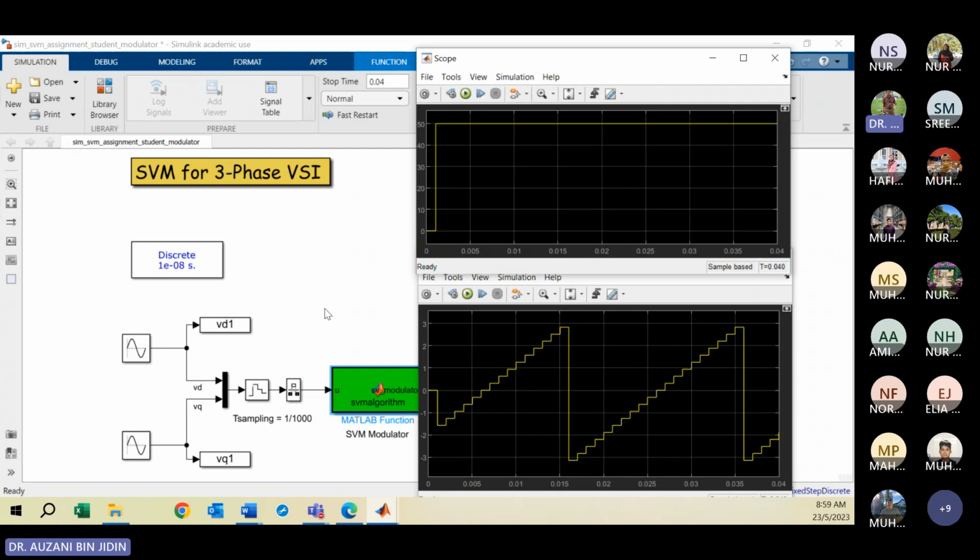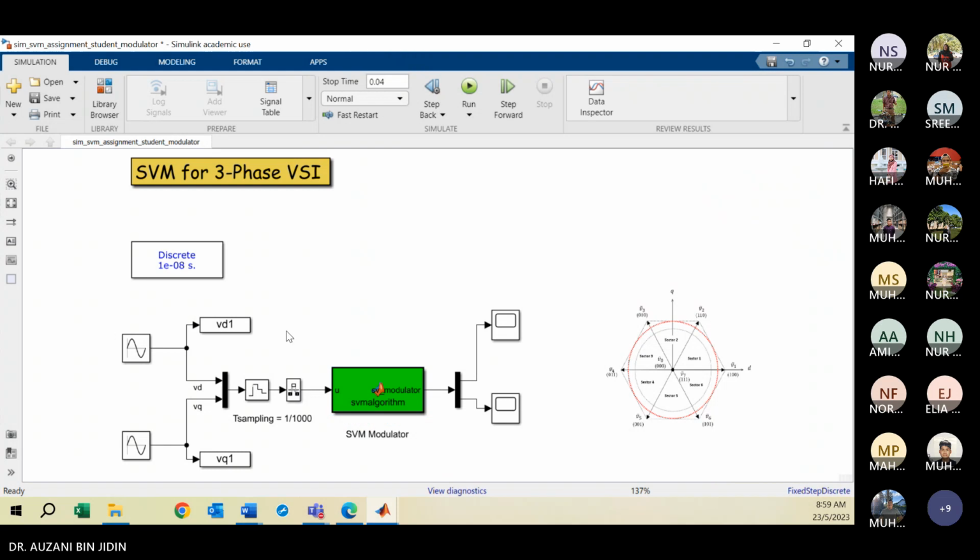Susah betul lah buat benda ni. Nampak juga.